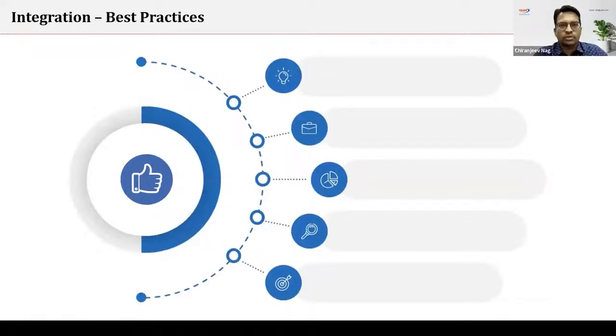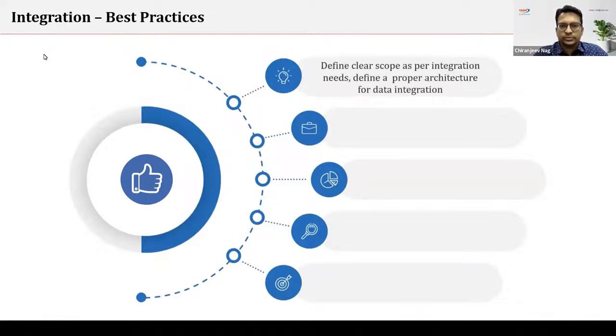So now we'll talk about some of the best practices that we follow in our projects. So the first one is we'll have to clearly define the scope as per the integration need, and we'll have to define a proper architecture for data integration. So this is exactly what we just covered in the previous slide. So we'll have to define the integration need first. What are their pain points? What has to be integrated? Like which systems have to be integrated.